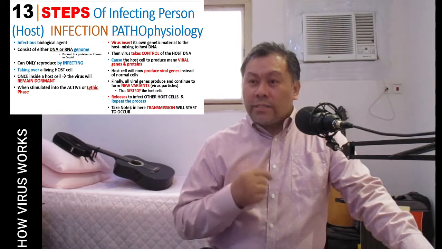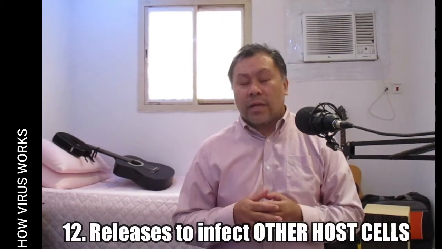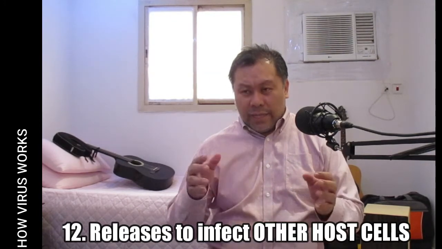Okay? So once the viral genes are produced, they continue to form new variant agents. So these are virus particles that destroy the host cells. After that, they are going to be released to infect other host cells and repeat the process. So take note, this is the time when there will be a period of transmission. Transmission will start to occur. So the infectious cells are produced by the host, by the person.